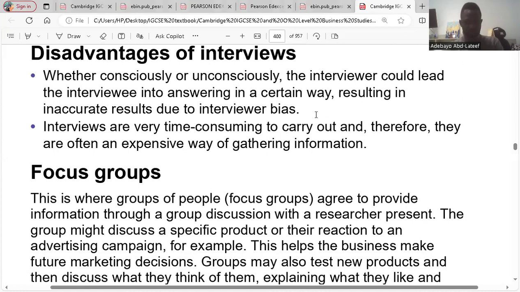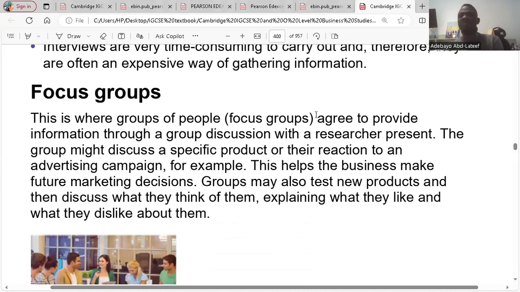We go to focus group. This is where groups of people agree to provide information through a group discussion with a researcher present. So the group might discuss a specific product or their reaction to an advertising campaign, for example. This helps the business make future marketing decisions.